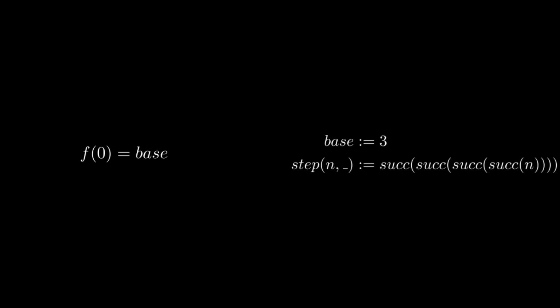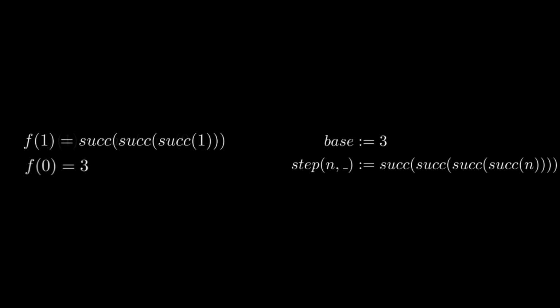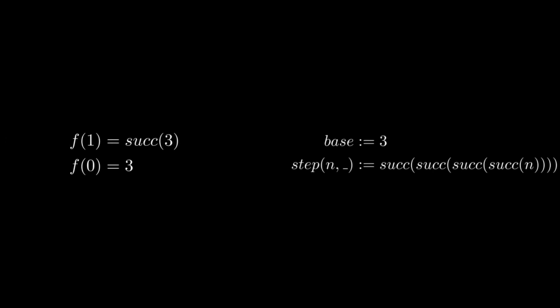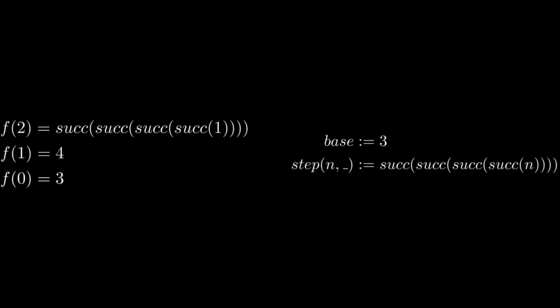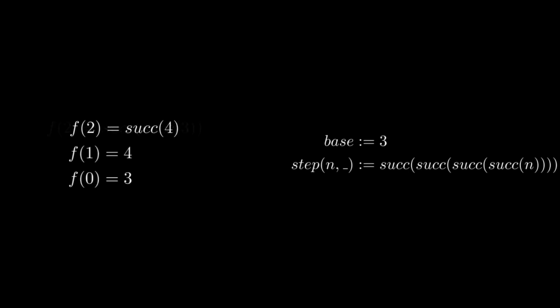For example, here is a function that adds 3 to every number. We solve the base case, returning 3. And for the successor, we just use the first argument, which gives us the predecessor. We call the successor 4 times on it, and that gives us the correct result for add 3.